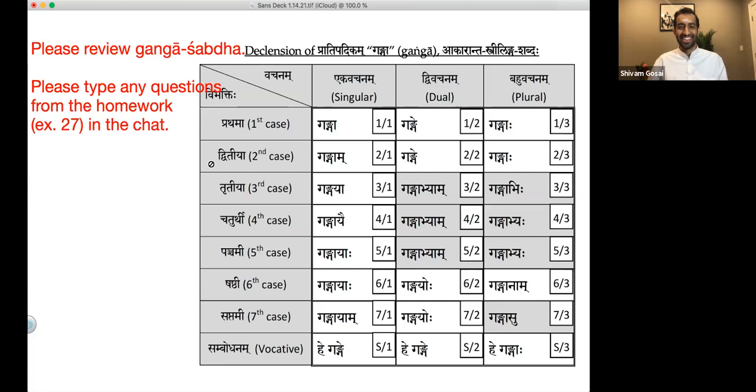Okay, so getting more familiar with it. And the idea is when we do the homework and things like that, then we should be able to just see the word and get the case number at least, right? Whether you're able to do all 21 variations or 24 with Sambodhana or not, as long as you can see the word and then get the declension number, then that's good for now. Okay.